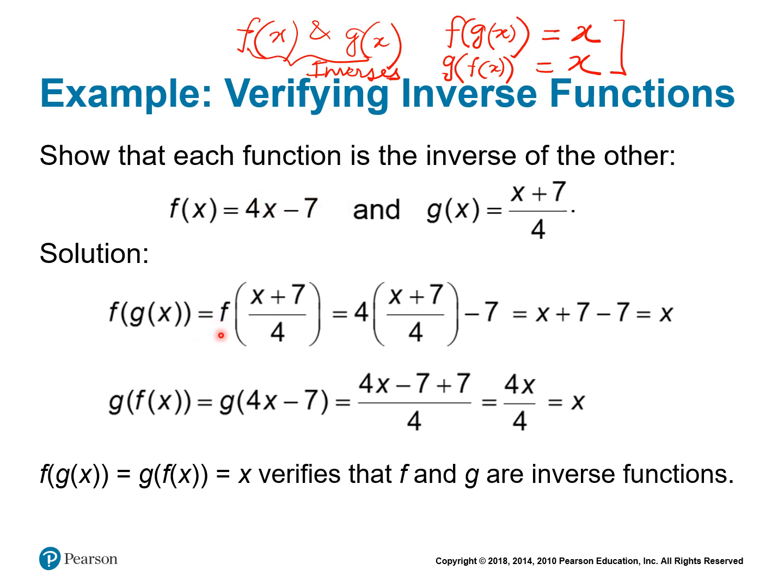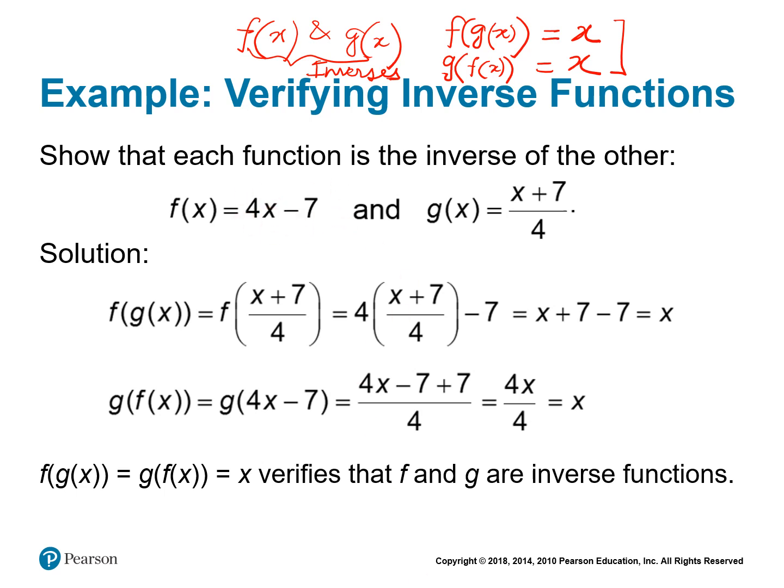So here we go, f of (x plus 7) divided by 4. You see, we have 4 here in the f(x) function. 4 times, they've replaced x next to the 4 with (x plus 7) divided by 4, and then there's minus 7. So we get x plus 7 minus 7 equals x. I'm going to work this out again so you can see how we get x plus 7 minus 7 equals x. I think you understand this much, that they have plugged g(x) into x in the f(x) function.